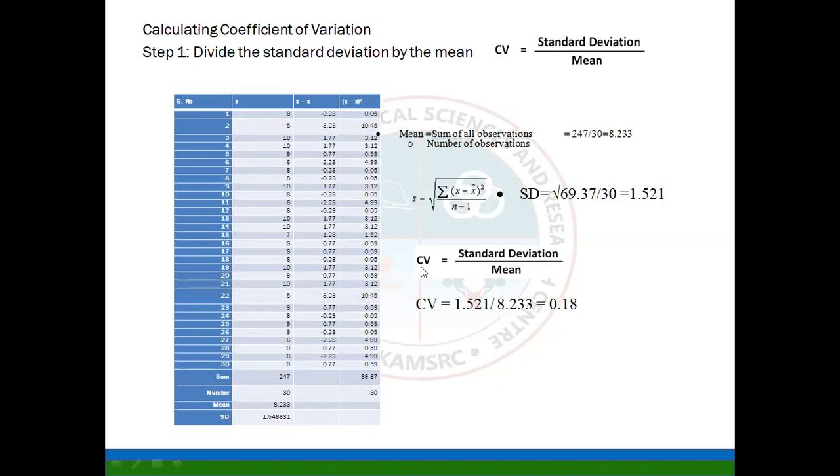So we know the mean and we also know the standard deviation. Now we are calculating the CV, that is, the coefficient of variation. The formula for this is standard deviation divided by mean, which is 1.521 divided by 8.233. It is 0.18. So the CV is 0.18 for the given data.